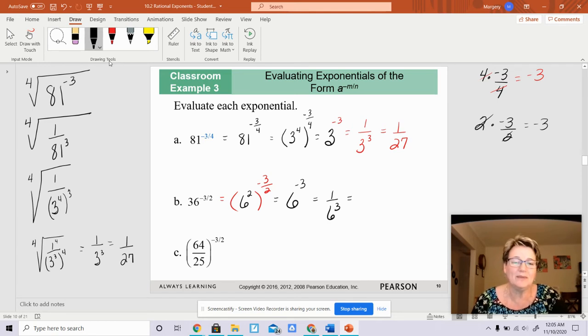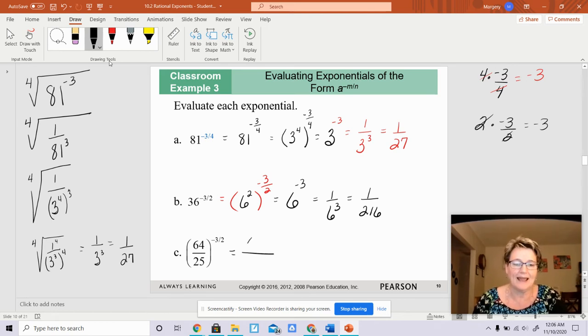Now, normally they won't probably leave it as 6 to the third power. They're going to ask you to actually multiply it out. 6 times 6 is 36. 36 times 6 is 216. So that would be your answer. Now, the next problem. You have some options here, but we're just going to do it step by step.